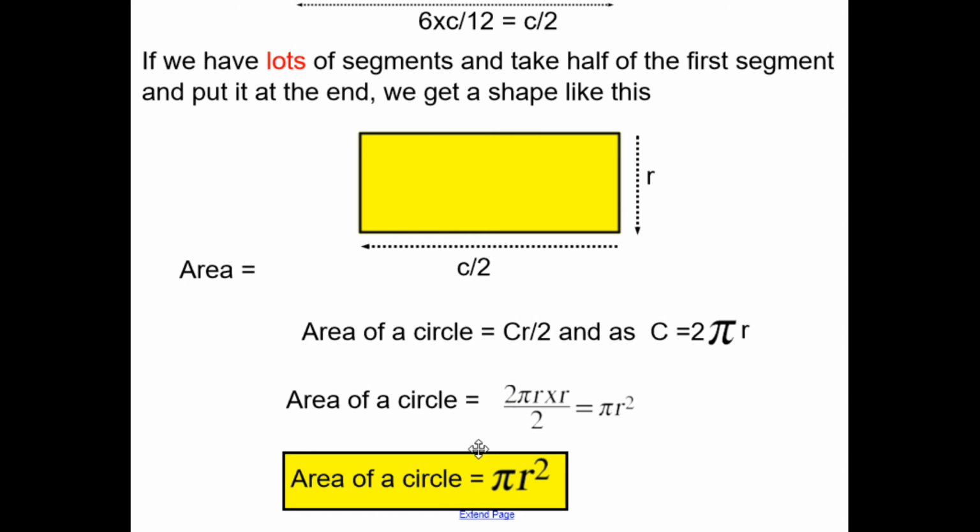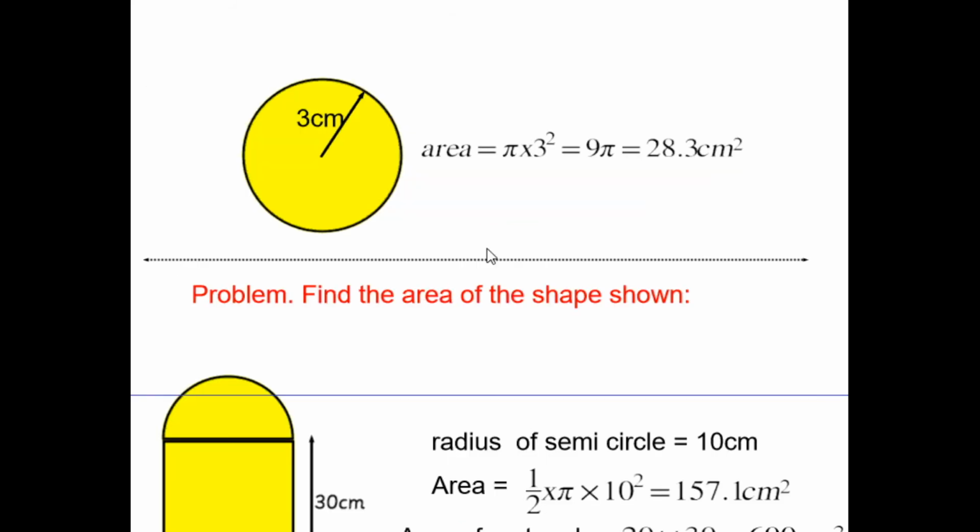Now that's the important bit to remember. The area of a circle is pi r squared. And here's an example. The area is pi times 3 squared, which is 28.3 centimeters squared.